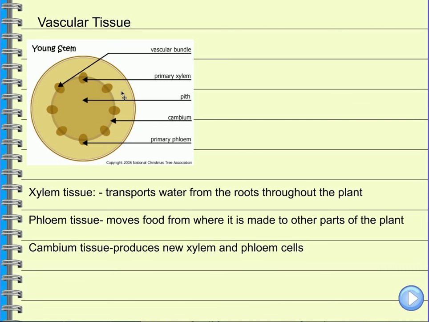The phloem, which is out here, the primary phloem, is used to move food from where it's made to other parts of the plant. So if we have them in the leaves, then they're going to move throughout the other parts of the plant. Now, the cambium tissue is right here, and that is used to produce new xylem and phloem cells.